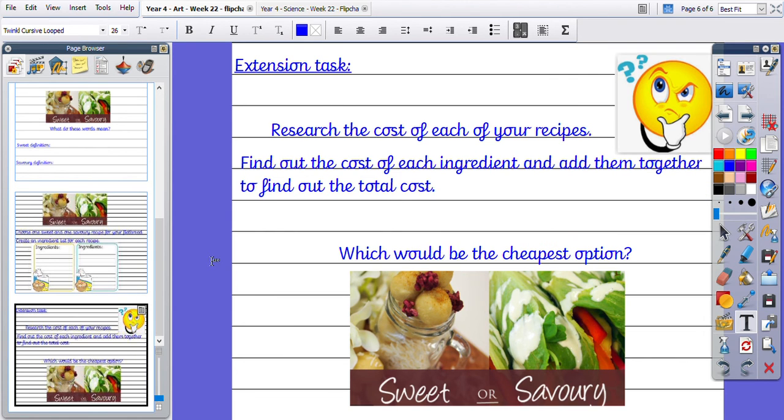When you've done that, if you have time left in your lesson, you can research the cost of each of these recipes. Think about the flour and the salt and the yogurt and whatever else you might need, and how much it would cost altogether to buy those ingredients, and look at them both and decide which would be the cheapest option. So that is your task in art today. By the end of the lesson, you should have two sets of ingredient lists, a sweet recipe for a Greek flatbread and a savoury recipe for a Greek flatbread.